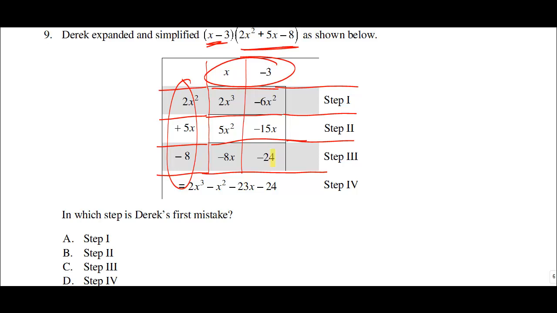Hopefully you notice that something's a little funky town right there. If we take negative 8 and we multiply it by negative 3, we have a problem. That should have been equal to 24. So in which step did he make his first mistake? Well, step 1 looks good. Step 2 looks good. Step 3 was where it would happen. So we would pick C for that one.